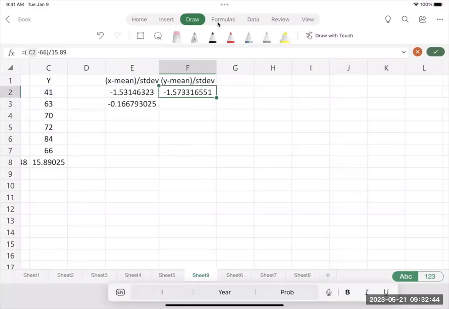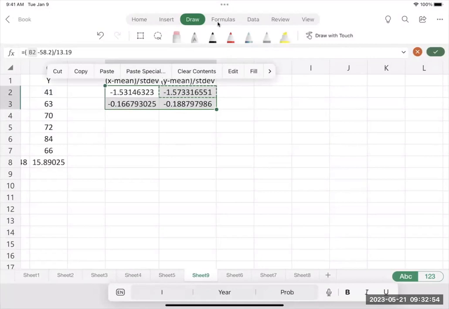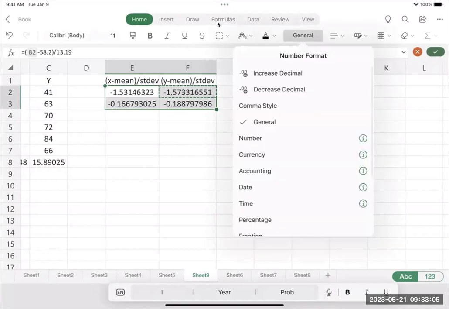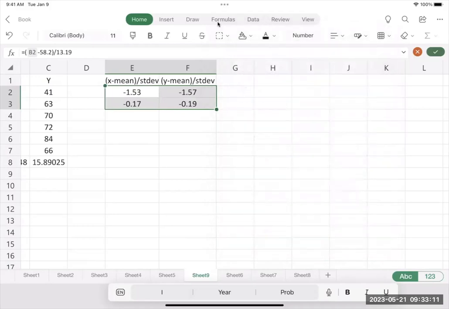All right, so let's look at just these two things. There's a lot of decimals here. I'm going to get rid of them, so I'll just round everything to 2 decimals. Okay, so what do you see?